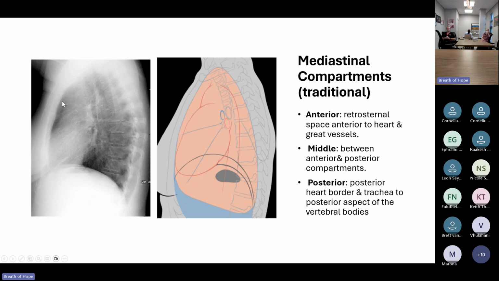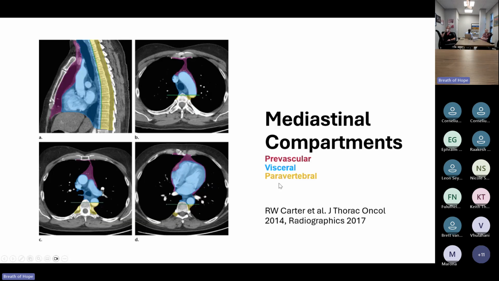The anterior mediastinum is normally this air space, the retrosternal air space, anterior to the heart and great vessels. The middle would be between the anterior and posterior compartments, and the posterior extends from the posterior heart border and trachea to the posterior aspect of the vertebral bodies.